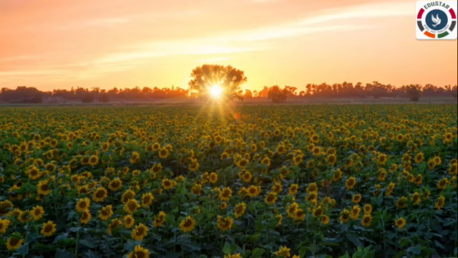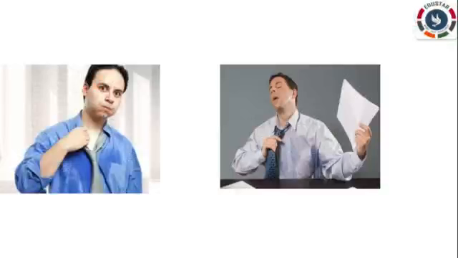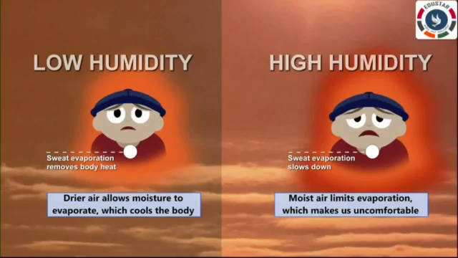The sun causes humidity. The sun heats up the water on the earth and changes it into water vapor. The amount of water vapor present in the air is called humidity. So, the sun causes humidity. When it is hot, you sweat a lot. Your sweat evaporates and you feel cool. When air is humid, your sweat does not evaporate. Then you feel sticky and uncomfortable.